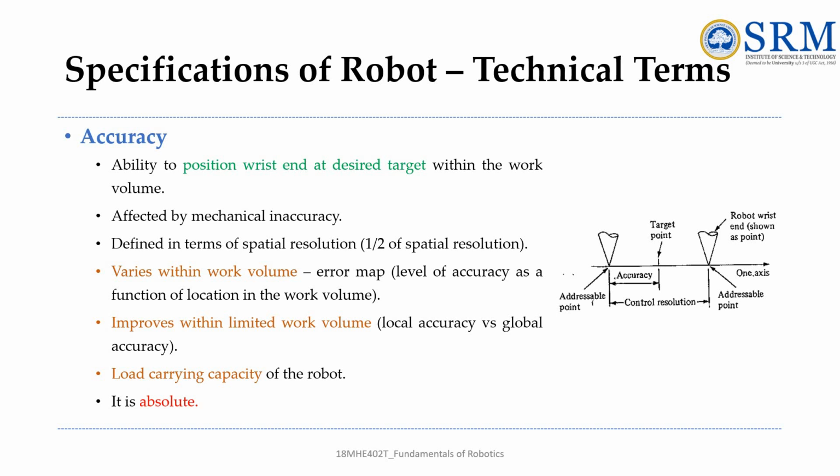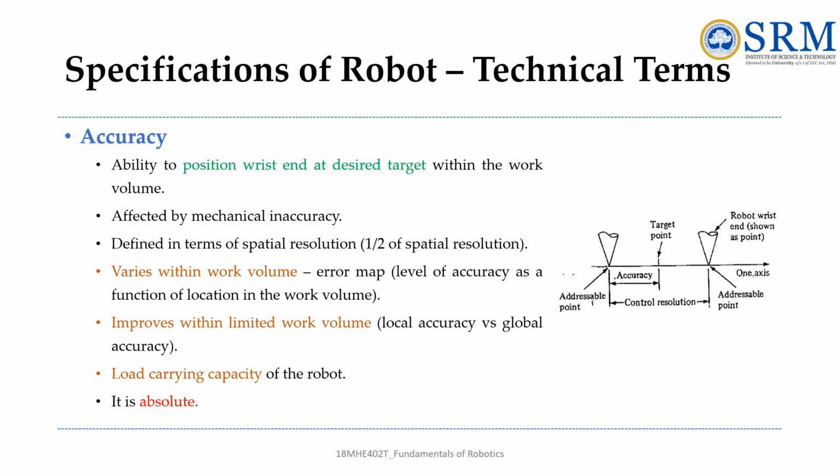Next is the accuracy. Accuracy in robotics is all about how well a robot can place its end effector, like its hand or the tool, exactly where it's supposed to within its operating area. It's like aiming for a bullseye on a dartboard. The closer you get to the center, the more accurate you are. However, a robot's accuracy can vary across its workspace, just like how you might be more accurate at a particular distance on the dartboard.